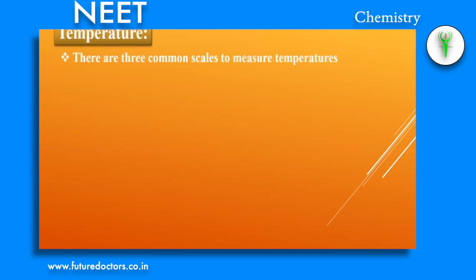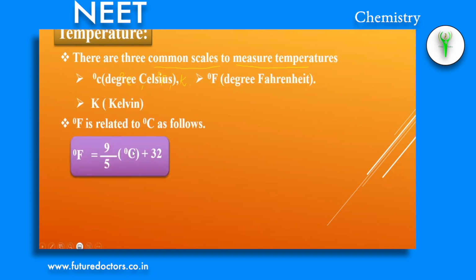The next is temperature. Can you tell what are the 3 common scales to measure temperature? Celsius, Fahrenheit and Kelvin. What is the relation between degree Celsius and Fahrenheit? If a value is given in degrees Celsius, then we can change it into degree Fahrenheit. The formula is degree Fahrenheit is equal to 9/5 degree centigrade plus 32. This is the conversion.